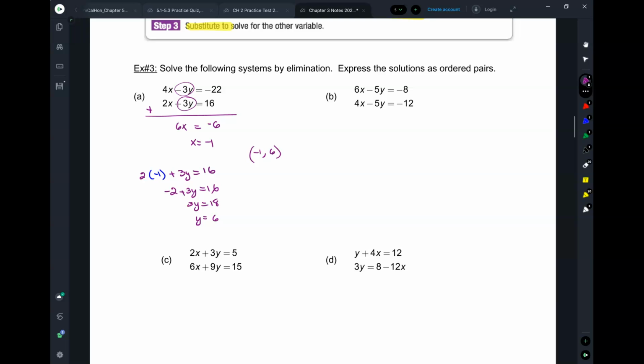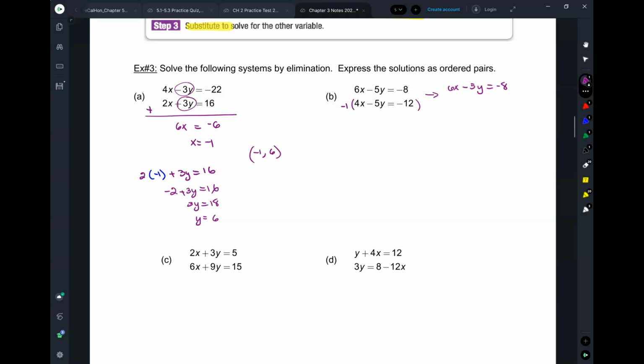Okay. What about this one? What are we gonna do here? Multiply one of them by negative 1. So why don't we multiply this one by negative 1? Okay. So I get the first one stays unchanged. Wait, why don't you just add it? Well, because they have to have opposite signs for you to add.